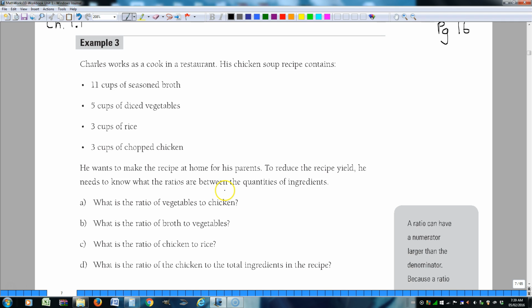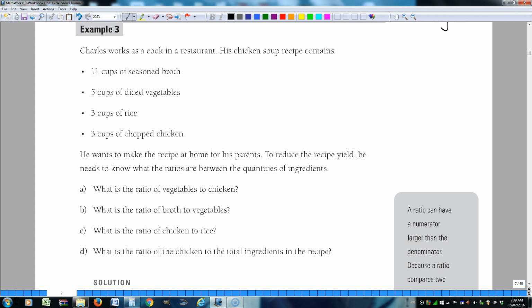But here's the problem. He wants to make the recipe at home for his parents. To produce the recipe, he needs to know what the ratios are between the quantities. So he's essentially wanting to make the same proportions. He wants the same amount of chicken compared to rice, vegetables and broth. He doesn't want a dish that has way more chicken or way less chicken. So he's trying to keep these proportions intact, but make the overall recipe smaller.